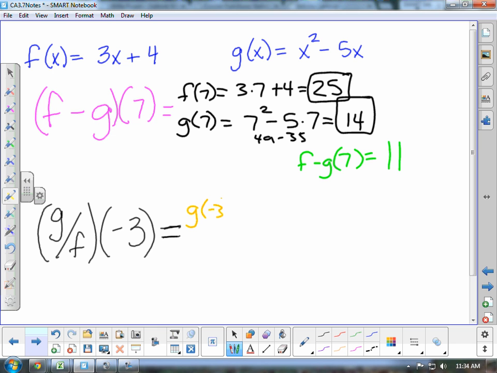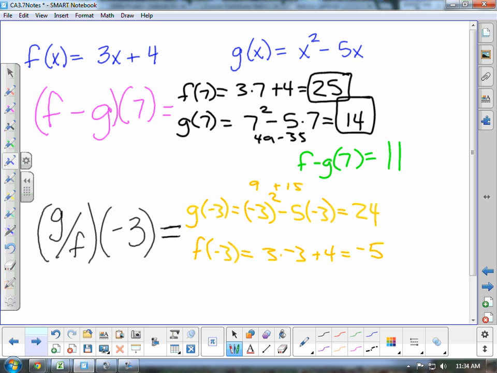Same with dividing. G of a negative 3 is going to be 9 plus 15, which is 24. F of a negative 3 is a negative 5. And then f divided by g of a negative 3 is going to equal a negative 24/5.